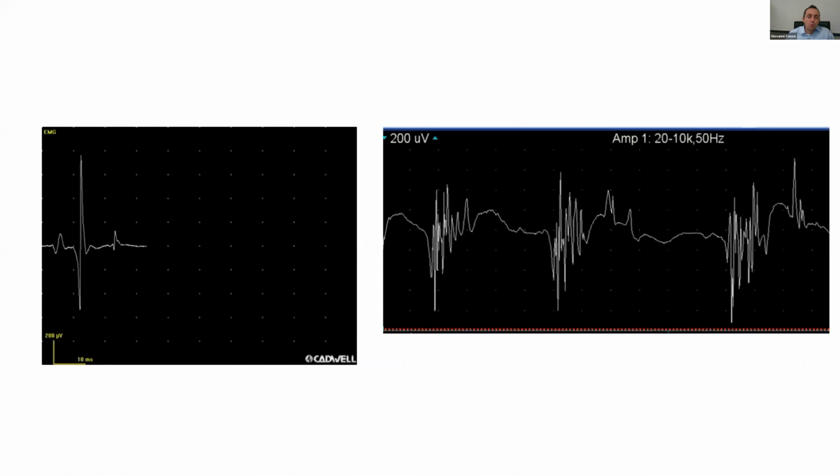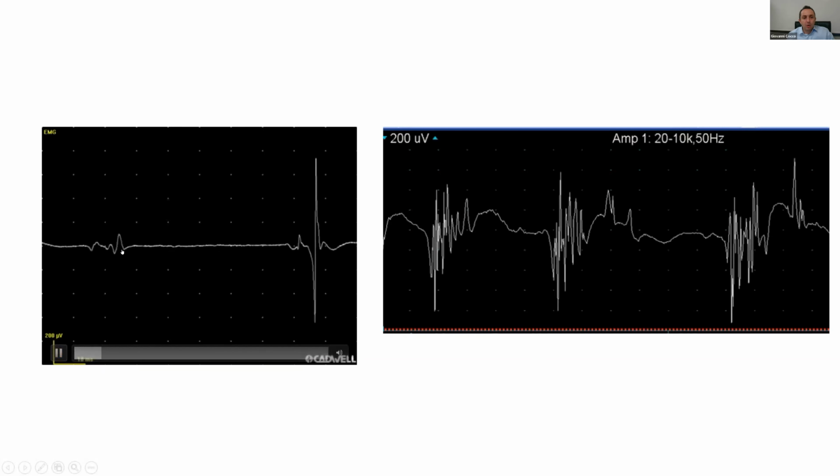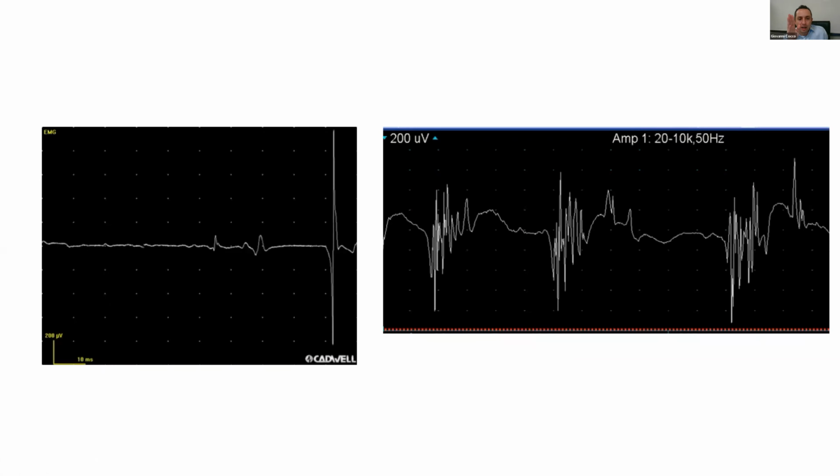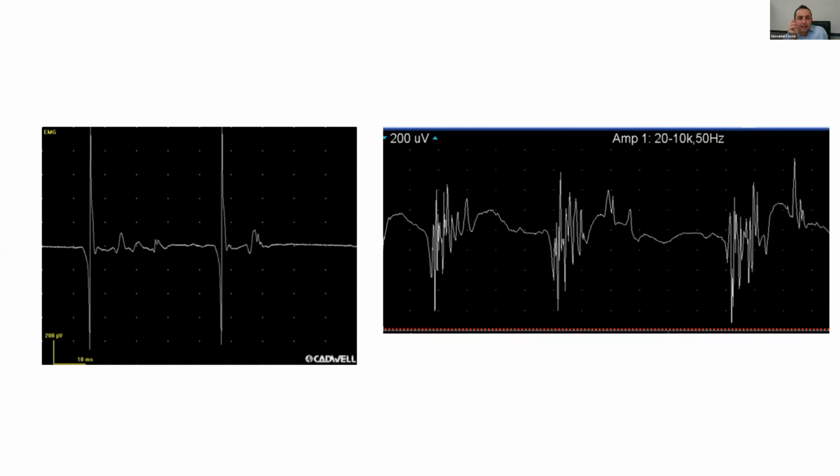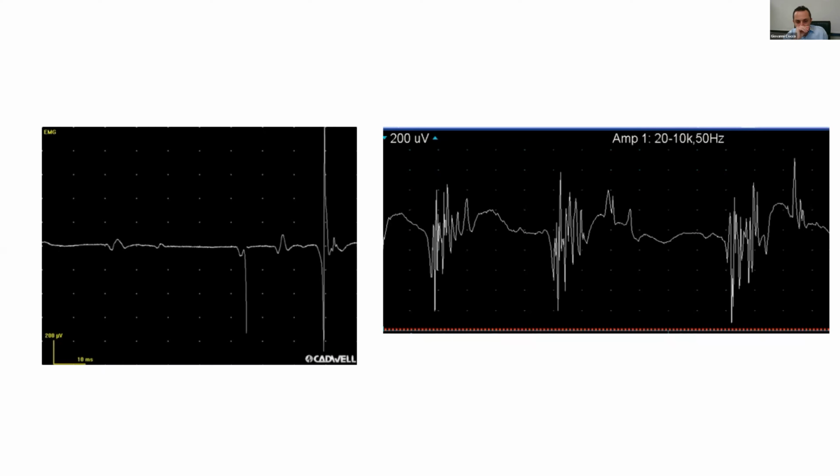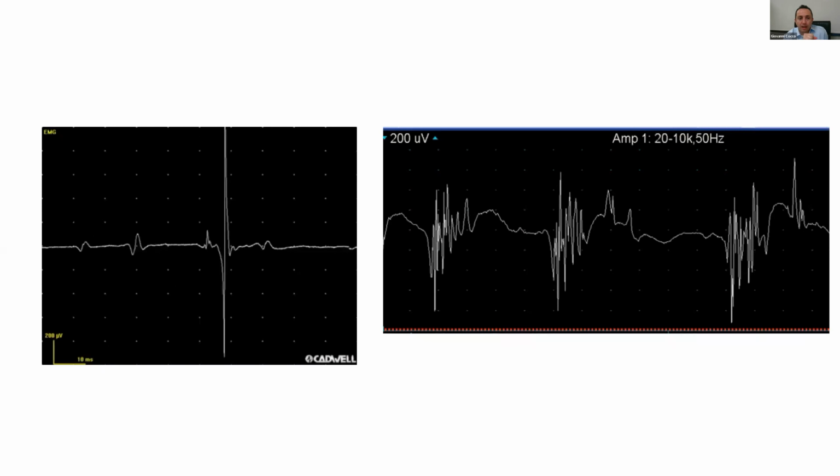Then we check the activity of the muscle, asking the patient to activate the muscle. So normally we could see the motor unit action potentials, and they should appear very sharp with a clear, crisp sound, which is described by the neurophysiologist as a popcorn sound. And you can also see that the number of phases is relatively small.